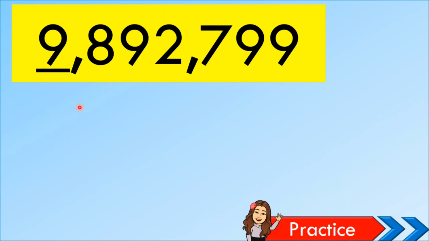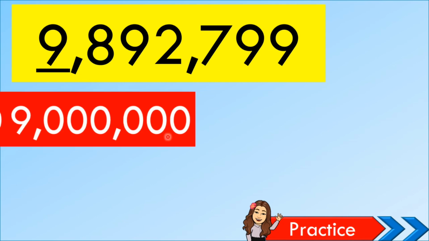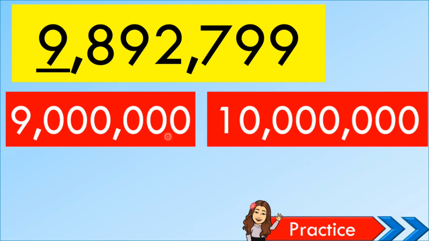Read the number. 9,892,799. So what do you think is the rounded number for this? Is it 9 million or is it 10 million? Since the digit next to 9 is 8 and 8 is greater than 5, obviously you have to add 1 to digit 9. So 9 plus 1 equals 10. Then change all the remaining numbers into zeros. So the answer would be 10,000,000. Right.